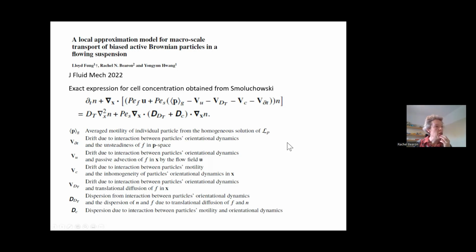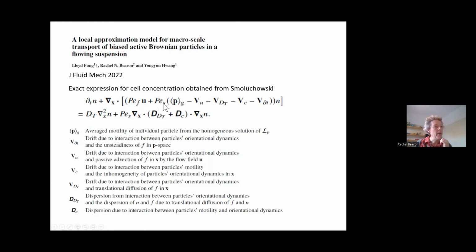So let me try and talk through a little bit of the details of this. The idea is that from the Smoluchowski equation, we can obtain an exact expression for the evolution of cell density, the NDT. And there's quite a lot of terms in here. There's obviously the advection by the fluid velocity u.